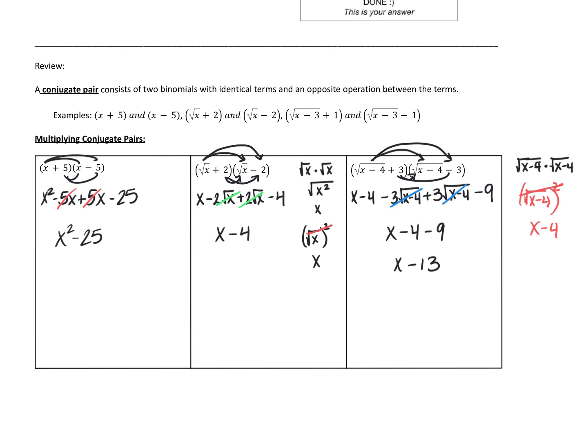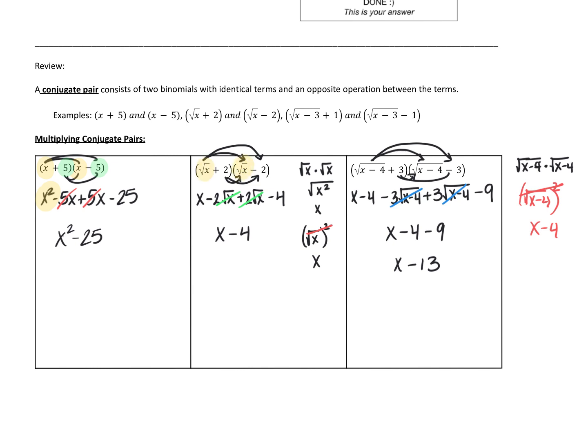So what I wanted you to get from seeing this is that no matter what, as long as you're multiplying a conjugate pair, the middle terms will cancel. So if you know that, you don't even have to multiply the middle terms. All you really have to multiply together to get the x squared was the first and the first, and the last and the last. So all we have to do, let's see if it works over here.